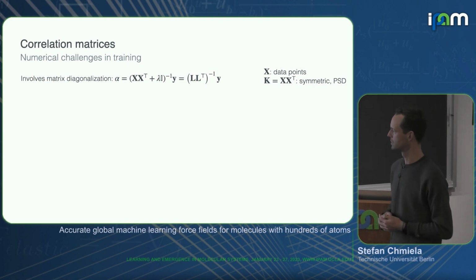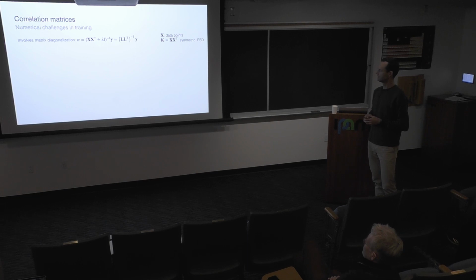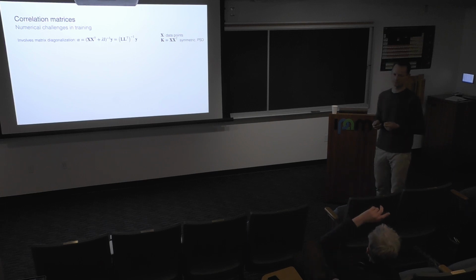So traditionally, how you would train a Gaussian process is by solving this linear equation, and it's an inversion. Well, you have to invert a matrix or solve.